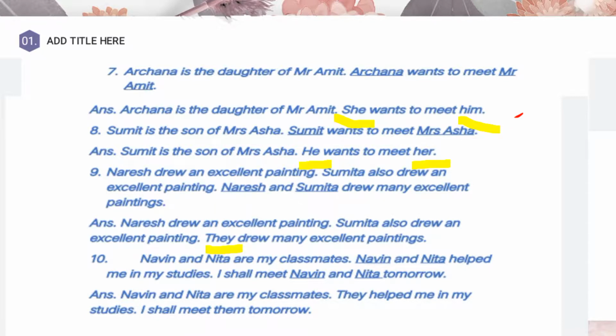Now, in place of Naveen and Neeta, we will write they. They helped me in my studies. I shall meet, in place of Naveen and Neeta, again it will come them. I shall meet them tomorrow. Now fill the answers carefully. Write the answers in your book. This is exercise A.